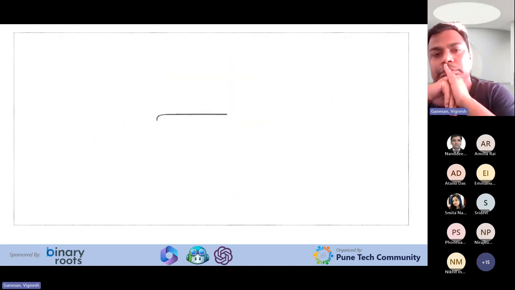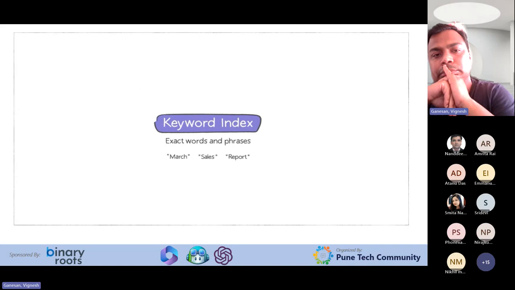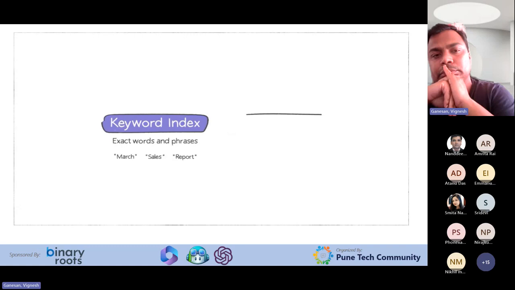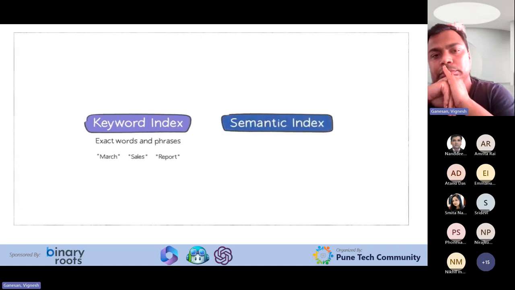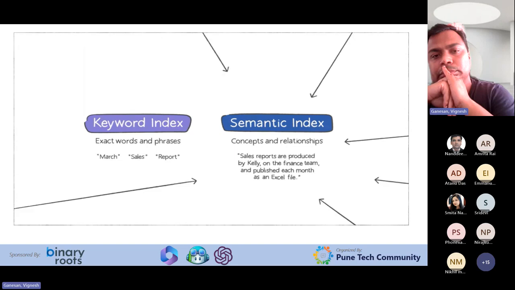Today, people are mostly familiar with keyword search, which relies on exact words and phrases. So when you search for March sales report, you get a list of documents that include exactly those three words. But a semantic index understands that sales reports are produced by Kelly on the finance team and published each month as an Excel file. And it encodes all of these concepts and relationships between concepts in vectors in the index.